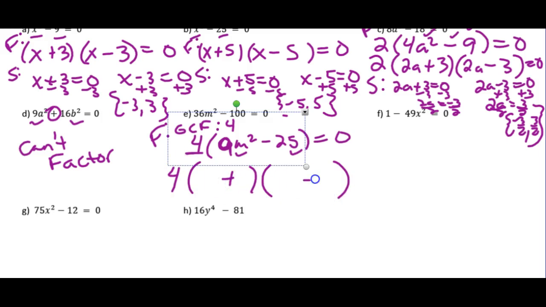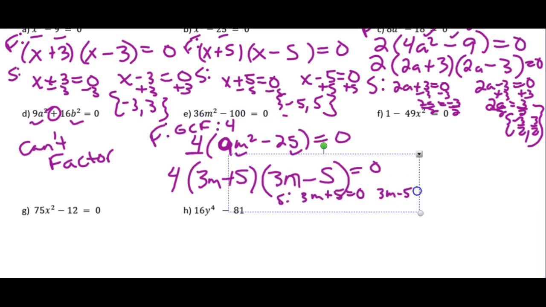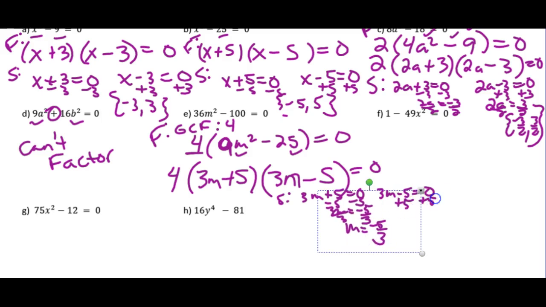It's going to be a difference of squares, so a plus and a minus. Square root of 9m squared is 3m. Square root of 25 is 5. So that's my factoring. And then solving. 3m plus 5 equals 0. 3m minus 5 equals 0. Minus 5, divided by 3. M equals negative 5/3. Plus 5, divided by 3. M equals 5/3. So I have my two answers, negative 5/3 and positive 5/3.